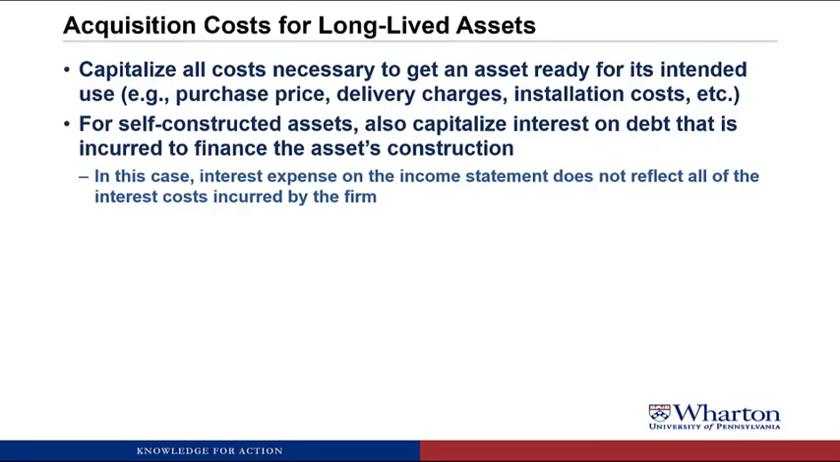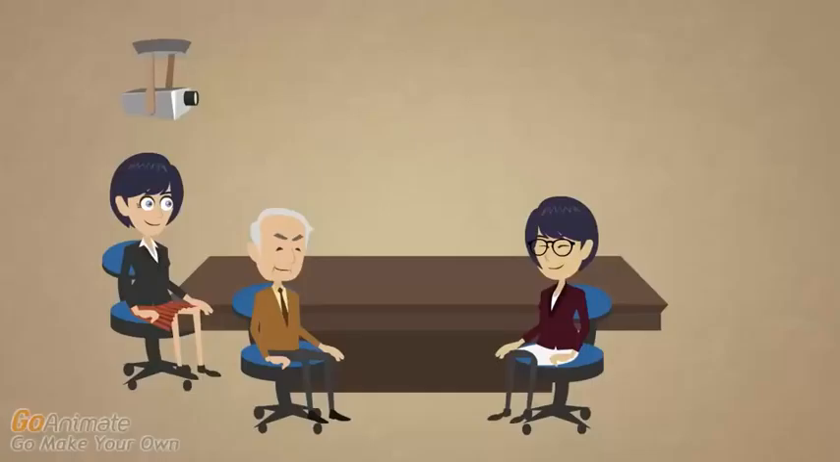For self-constructed assets, and this means that you're building your own long-lived asset, you also get to capitalize the interest on any debt that's incurred to finance the asset's construction. And what that means is that instead of debiting interest expense when we have an interest cost, we're going to debit the value of the asset. So basically put that interest cost as part of the value of the asset and depreciate it over time. So in this case, the interest expense that you see on the income statement will not necessarily reflect all of the interest costs incurred by the firm.